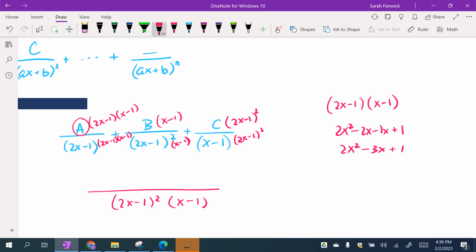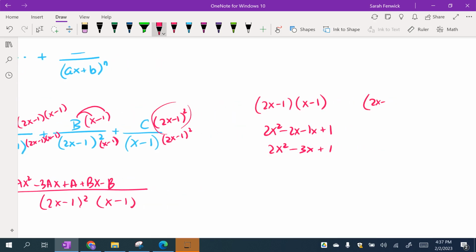So when I distribute my a to that, I have 2a x squared minus 3a x plus 1a. Next, my b is pretty easy, plus bx minus b. Here, the 2x minus 1 squared gives me 4x squared minus 4x plus 1. So we have plus 4c x squared minus 4cx plus c.